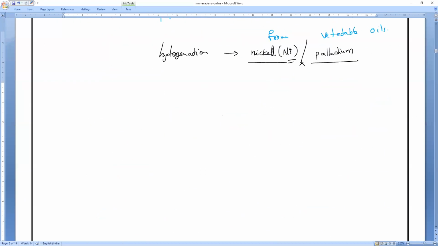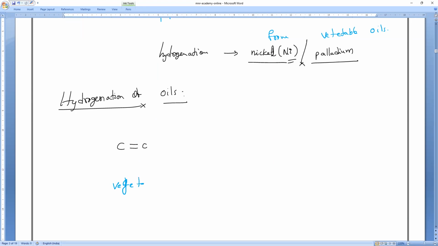So now, hydrogenation of oils. What is the reaction? You have to write the general reaction. Hydrogenation of oils, note it, everybody. We don't know what elements are present, so I am writing a carbon-carbon double bond. You can take an unsaturated fat, in a liquid state, we'll say vegetable oil.